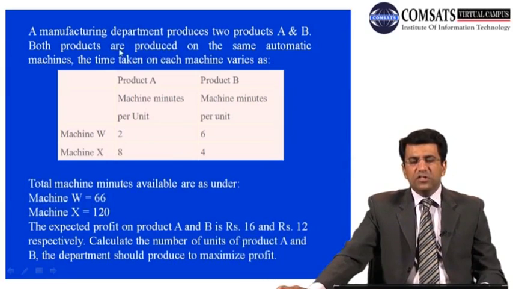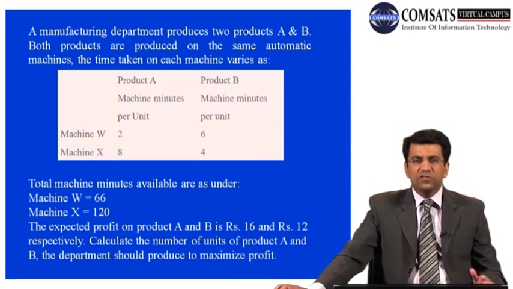Suppose the manufacturing department is producing two products, and this is our assumption, that the department is producing only two products, that is product A and product B. Now of course in order to produce a particular product, a product will have to pass through the different machines. In this particular case there are two types of machines through which both of these products will have to be passed, that is the machine W and machine X.